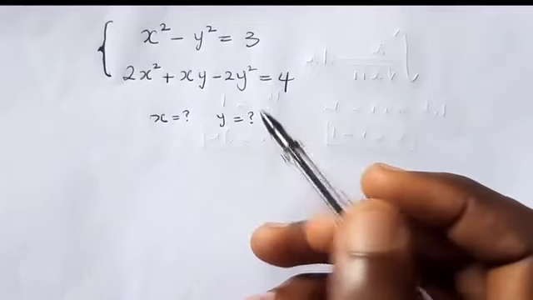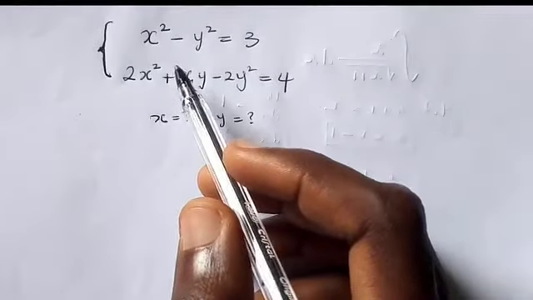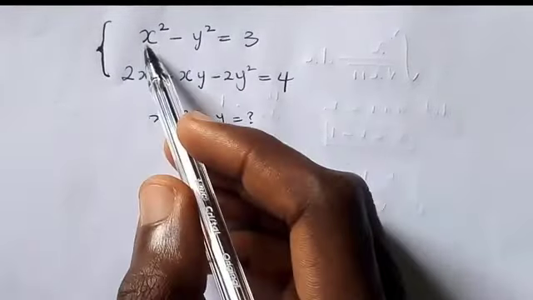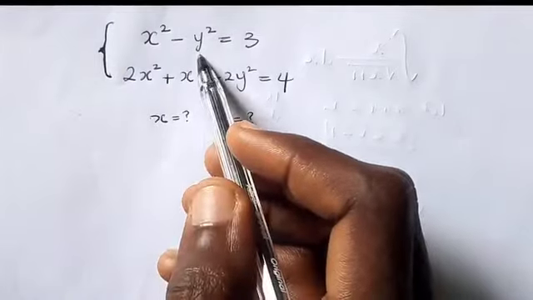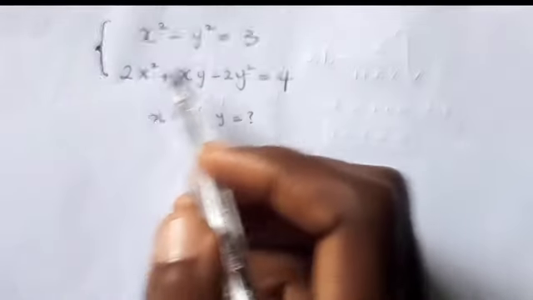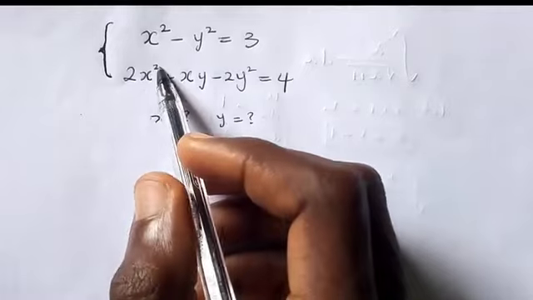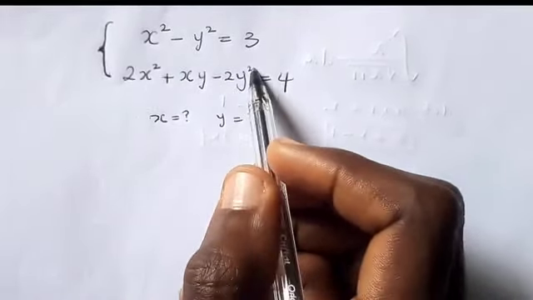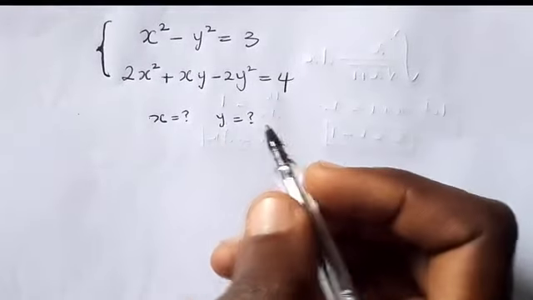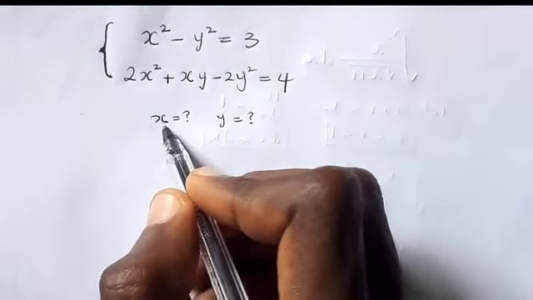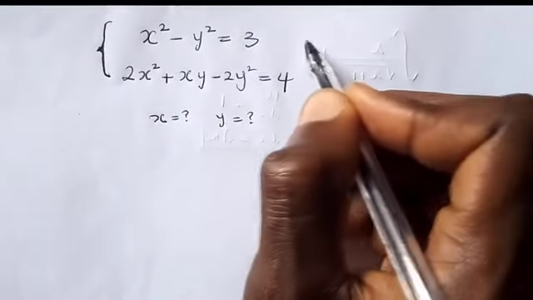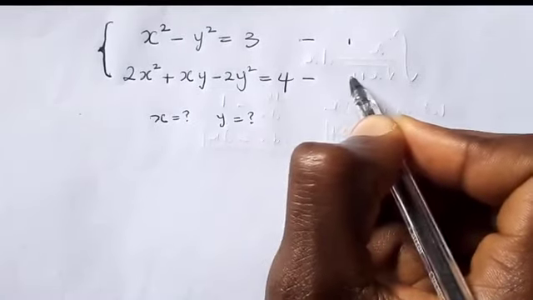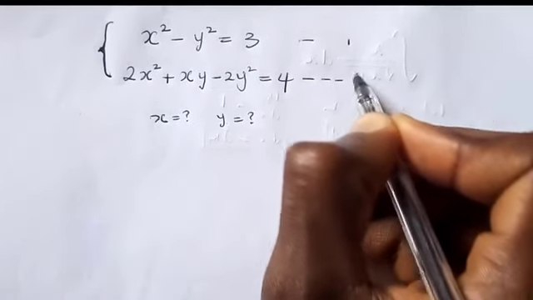Welcome. To solve this question simultaneously by using the substitution method: x² − y² = 3 and 2x² + xy − 2y² = 4. What will be the value of x and y? Let's number the first as 1 and the second one as 2.